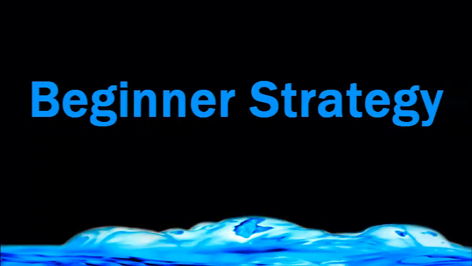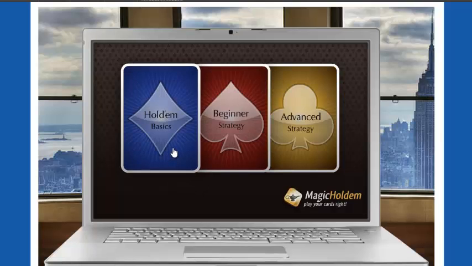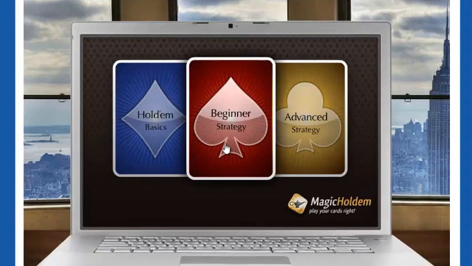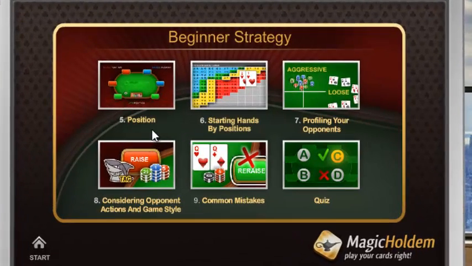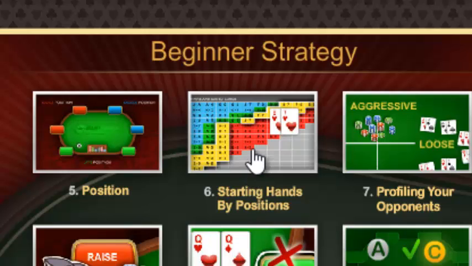Now we'll get into the beginner strategy. So now we'll start thinking about how we can actually win at the table at Hold'em. And the modules here in beginner strategy are position, starting hands by position, profiling your opponents, considering opponent actions and game style, common mistakes, and then a quiz again. So let's begin, and we'll look at the starting hands.